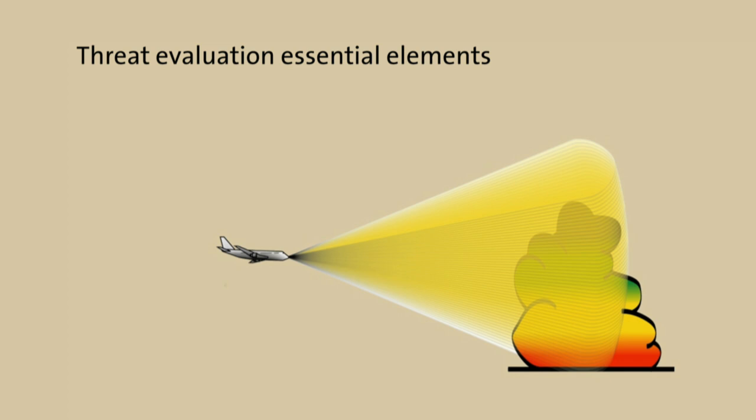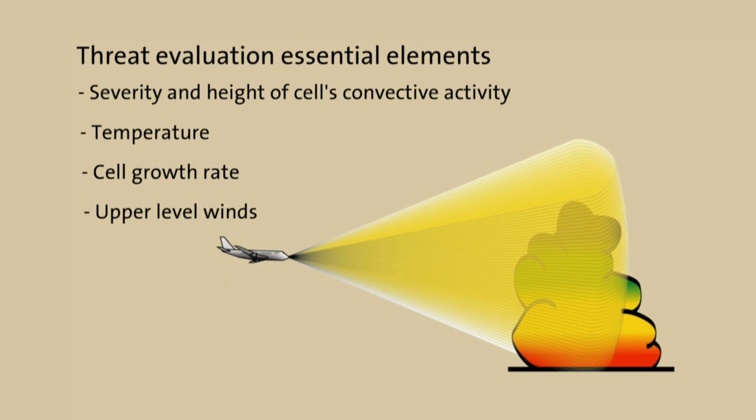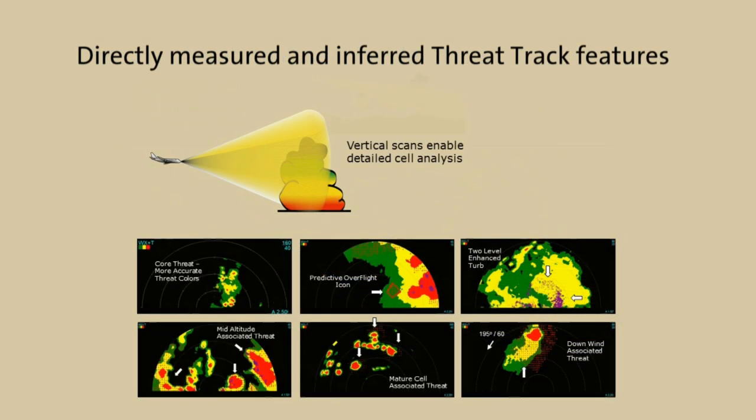Essential elements that are used in the threat evaluation include severity and height of the convective activity in the cell, temperature, cell growth rate, and upper-level winds. This analysis then enables the directly measured and inferred MultiScan ThreatTrack features described in Module 3.